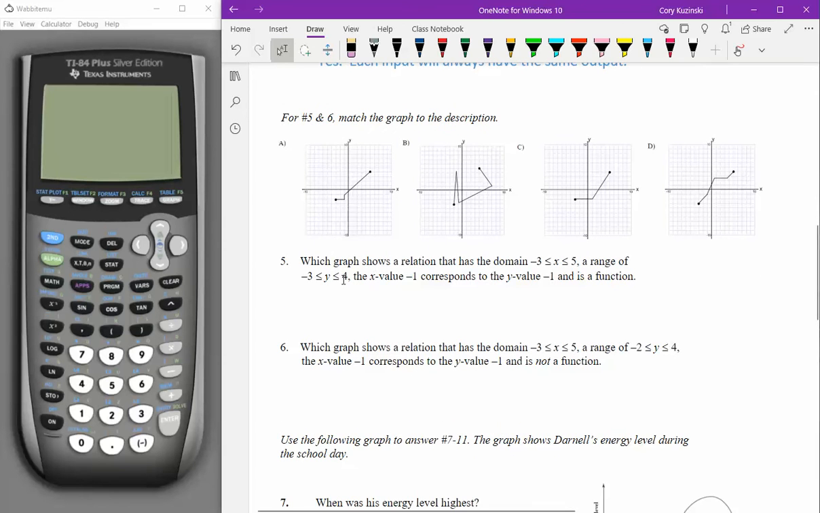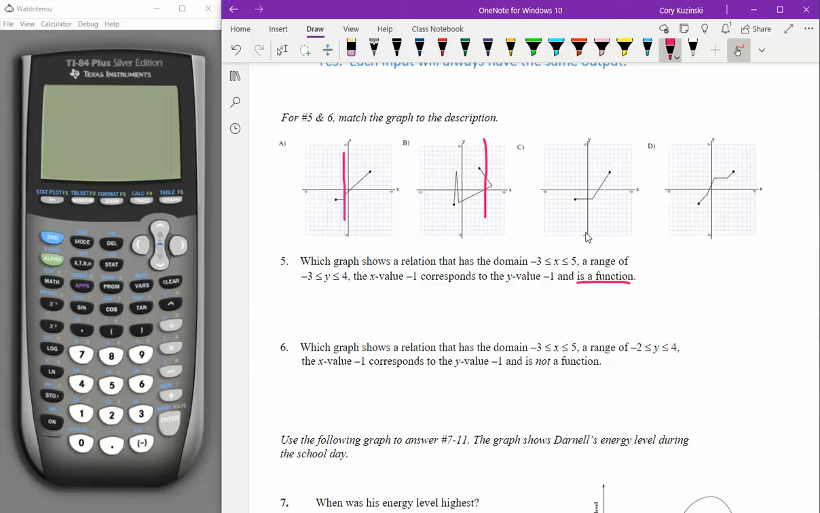All right, more function stuff. Which graph shows a relation that has a domain of -3 to 5 and a range of -3 to 4? The x value -1 corresponds with the y value -1, and it is a function. So it's a lot of criteria. Let's start with is a function. All right, well, I can see that that's not a function because it doesn't pass the vertical line test right there.